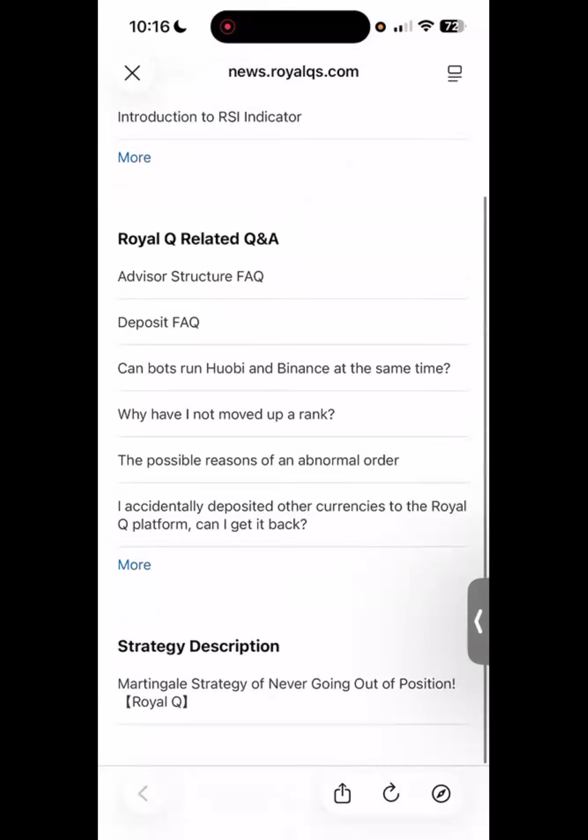Then we have the strategy description. The martingale strategy of never going out of position. When you want to start a trade, you would see the options martingale boat or grid boat. You choose martingale, but you don't even understand what martingale means. It is here. Come and get that information.